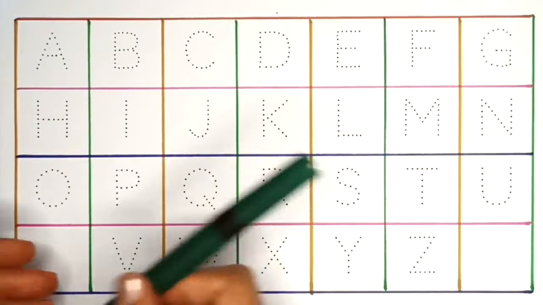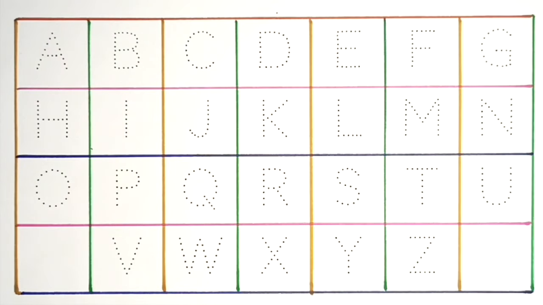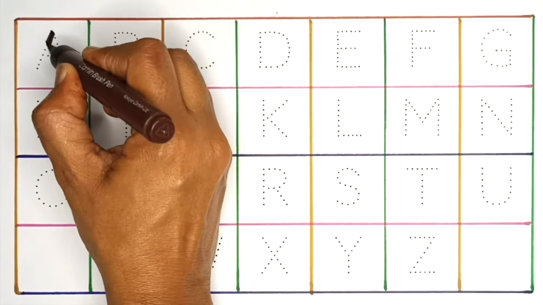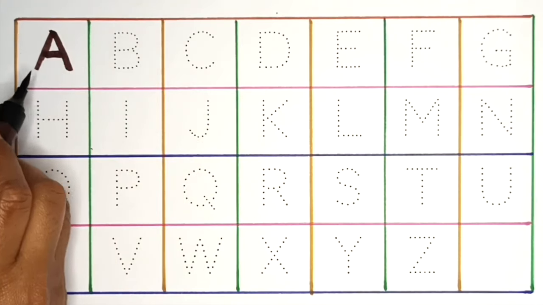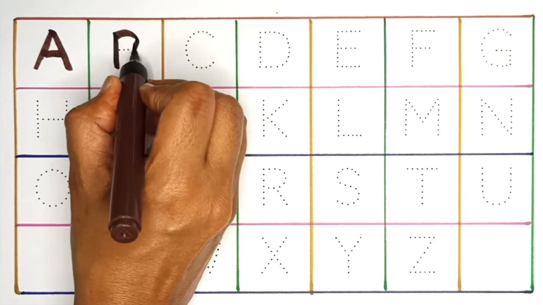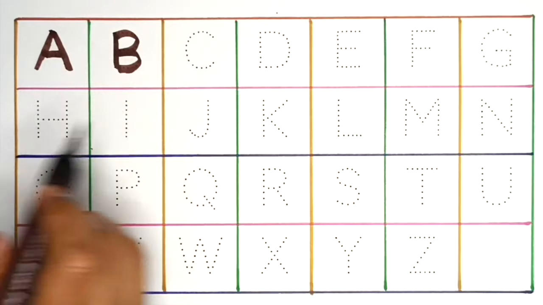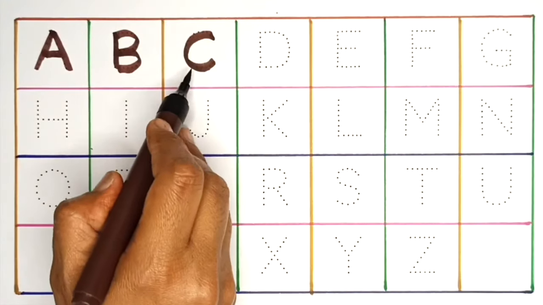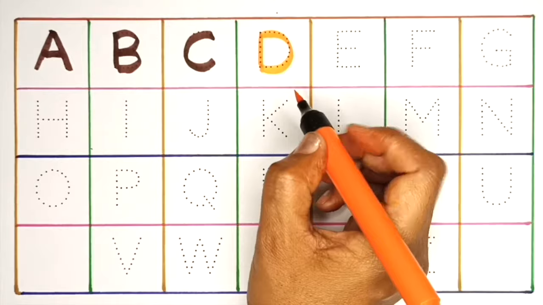Brown color, green color, blue color, orange color. Brown color. A for apple. B for ball. C for cat. D for dog.